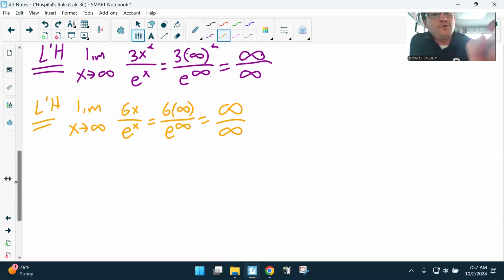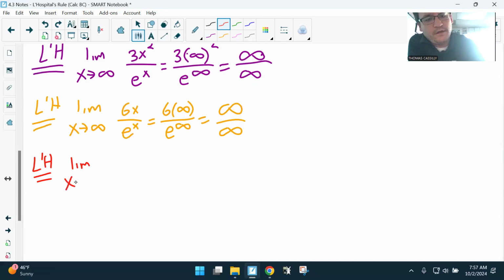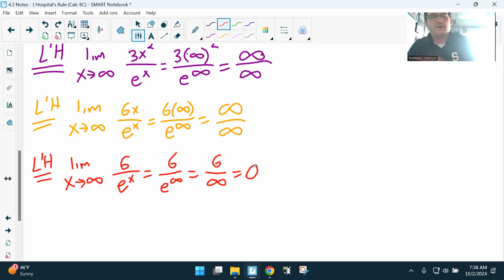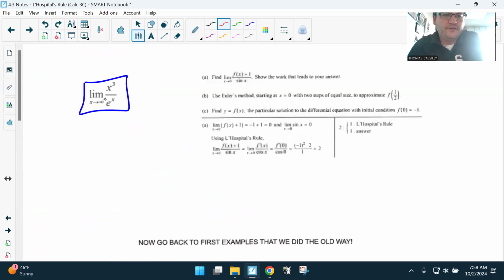So if we do it one more time, this is going to be equal to the limit as x approaches infinity of 6 over e to the x. Derivative of 6x is 6, which gives us 6 over e to the infinity, which is equal to 6 over infinity, which is equal to 0. All of that work to get this answer. So the limit here as x approaches infinity is equal to 0. And there we have it.